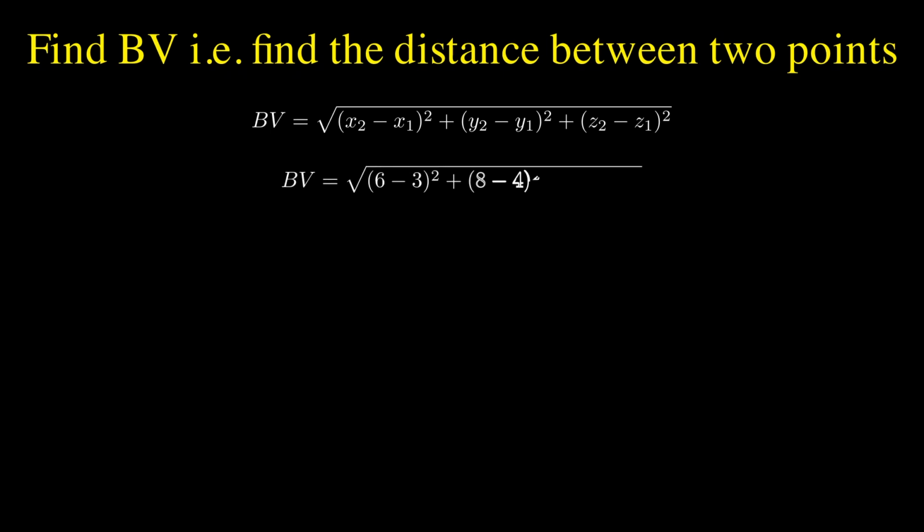Now you can throw all of this into your calculator and you'll eventually come out with an answer: BV is equal to 10.2956. And just don't forget that in the IB exams, the default is to answer to 3 significant figures. So for us, that's BV is equal to 10.3.